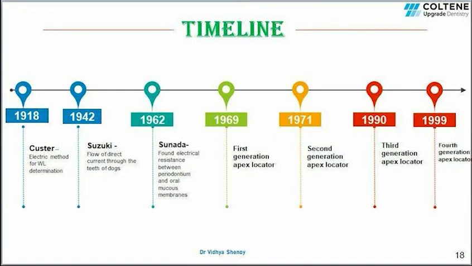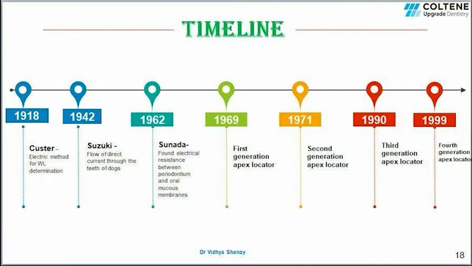We'll take a brief look at the timeline of how the electronic apex locators came into existence. In 1918, Custer was the first person to investigate an electronic method for root canal length determination. This idea was revisited by Suzuki in 1942, who investigated the flow of direct current through the teeth of dogs. Later, in 1962, Sunada took these principles and constructed a simple device that used direct current to measure the canal length. He found electrical resistance between periodontium and oral mucous membrane.